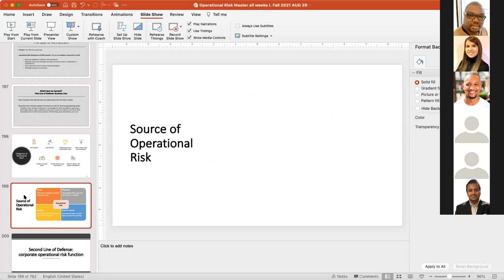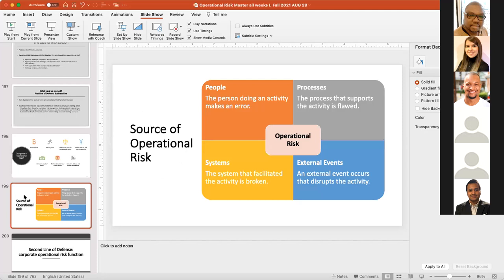Source of the risk? People? Yes, people. You got Nick. How about the process? Obviously, yes. Systems, now we're going to call that IT, so we're going to say that's no. External events. The earthquake? I've got to say the earthquake.